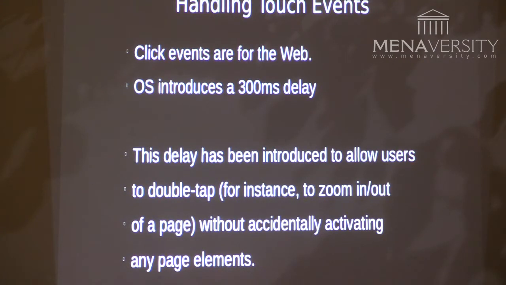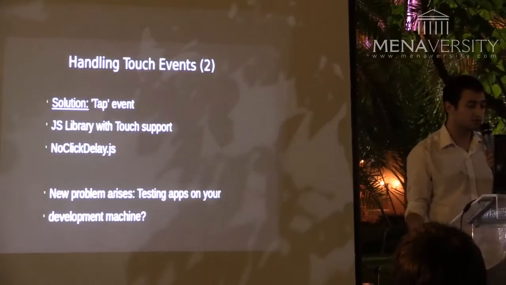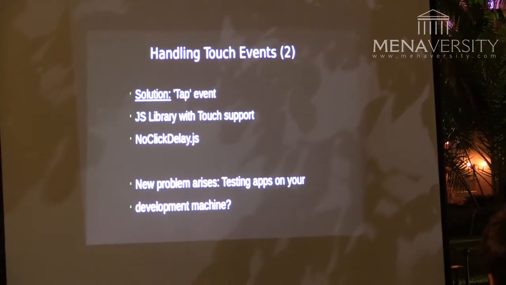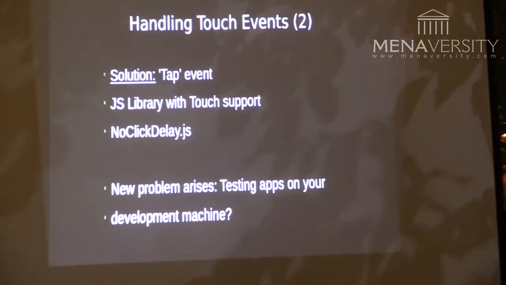This delay has been introduced in order for the operating system to detect double taps, zoom in, zoom out, rotate, or other gestures without accidentally activating any page element. But this affects the user experience in a very bad way. So how can we solve it? We have to use the tap event. So click events are for the web, tap events are for mobile.